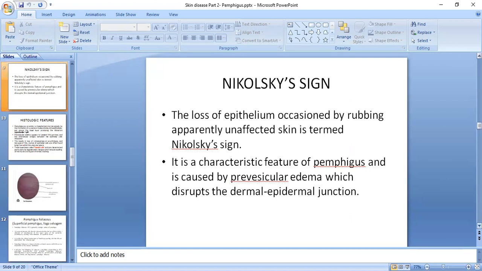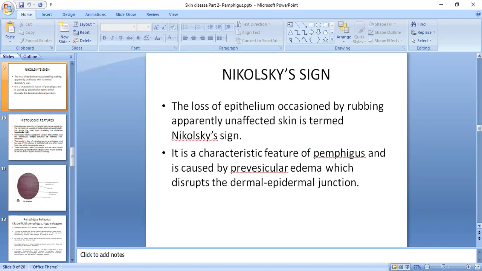Next, coming to the Nikolsky sign. This is a very important feature, or you can say the striking feature of pemphigus. The loss of epithelium occasioned by rubbing apparently unaffected skin is termed Nikolsky sign. It is a characteristic feature of pemphigus and is caused by perivascular edema, which disrupts the dermal epidermal junction.